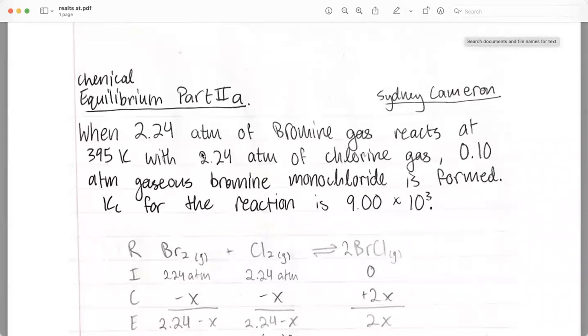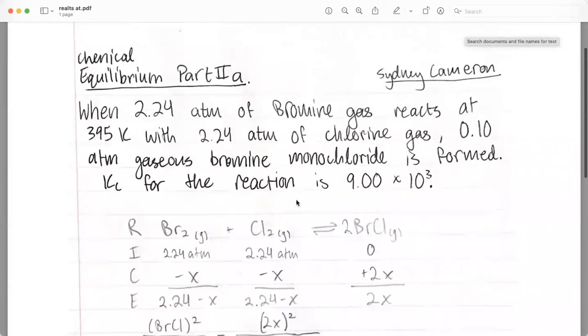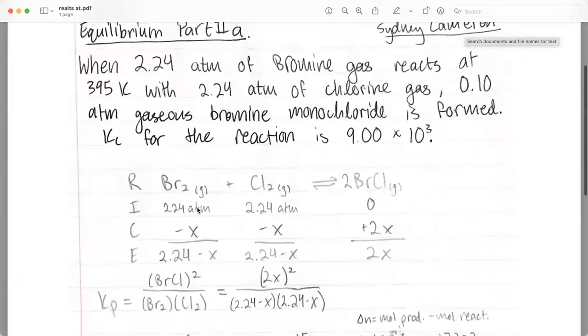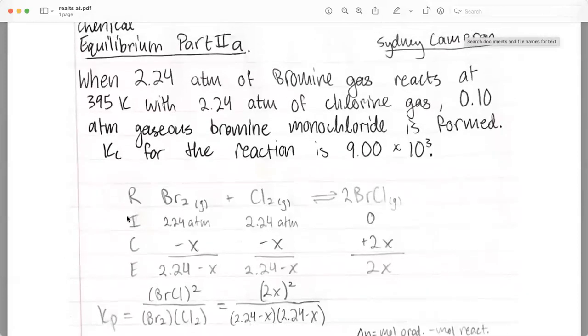So in a problem when you're given pressures of the reactants and you're trying to find the partial pressure of the product, you're going to want to make a RICE table, and when you're given temperature and Kc, you know you're going to be able to find Kp.